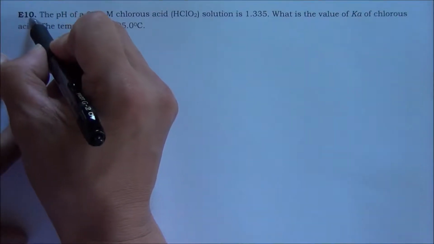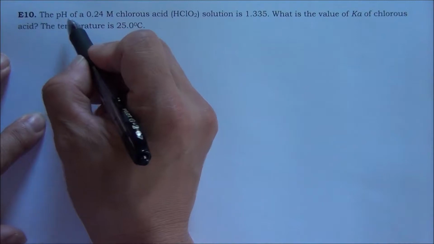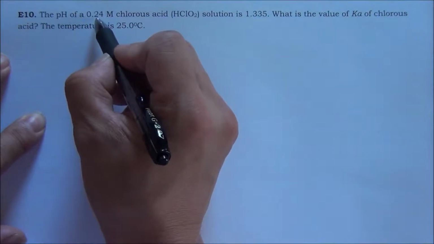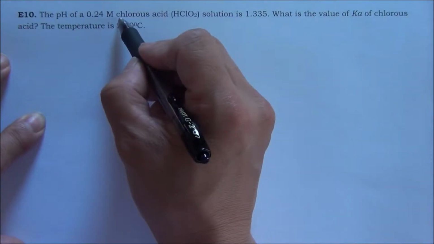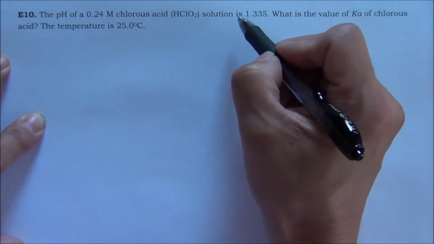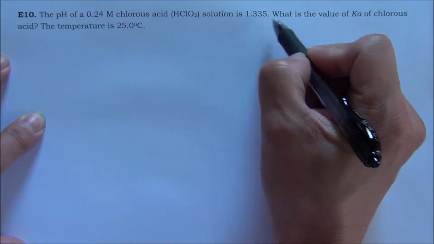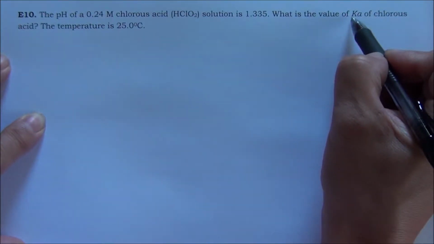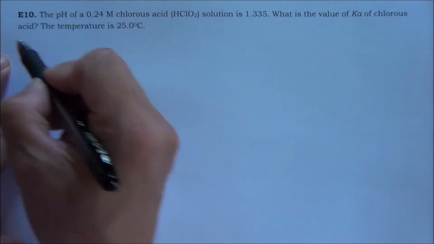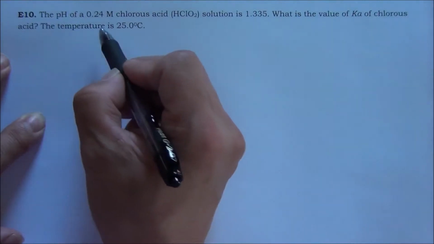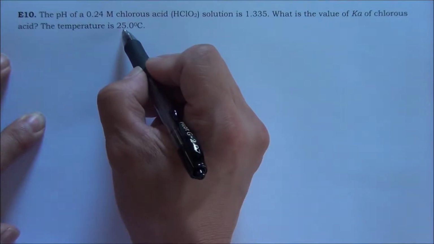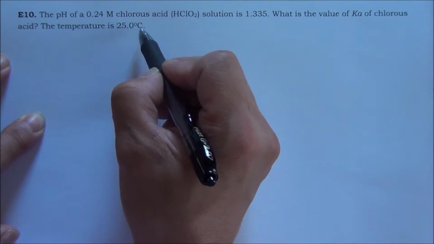Example number 10. The pH of a 0.24 molarity chlorous acid solution is 1.335. What is the value of Ka of chlorous acid? The temperature is 25.0 degrees Celsius.